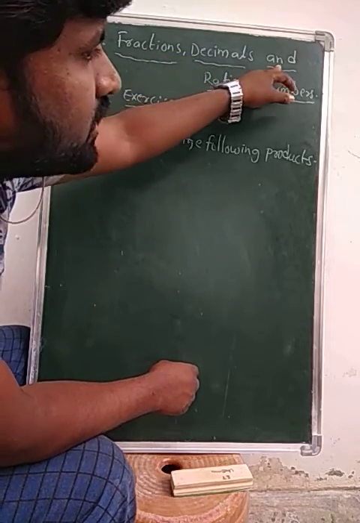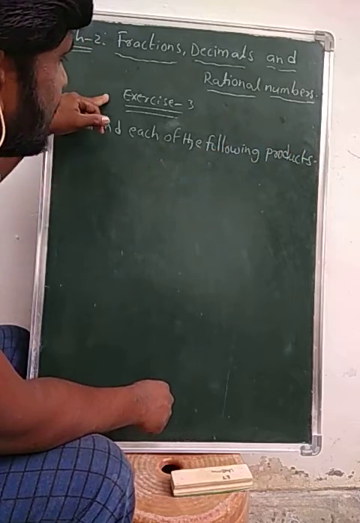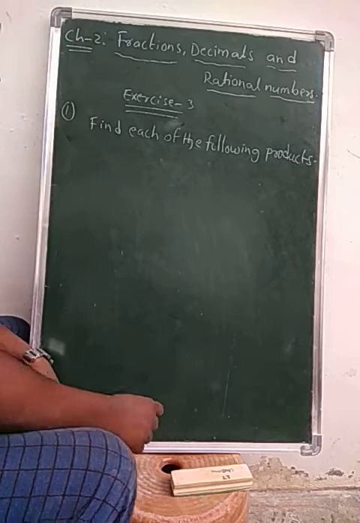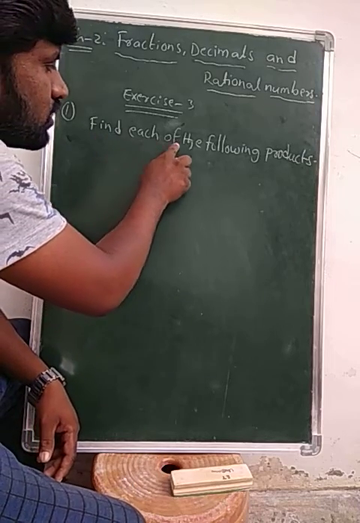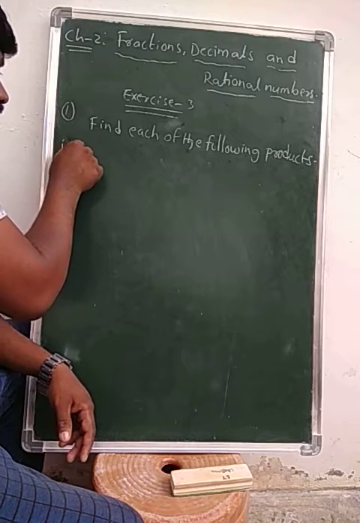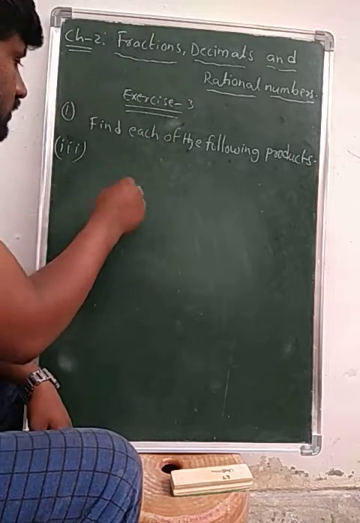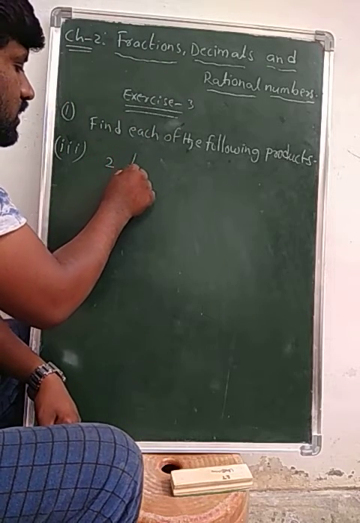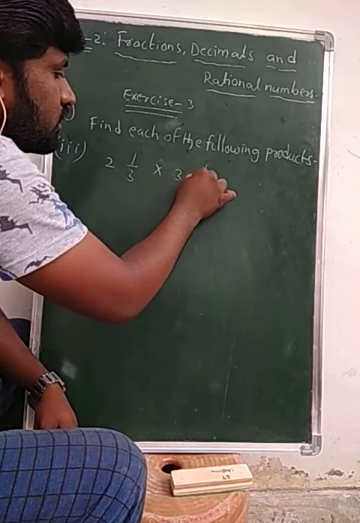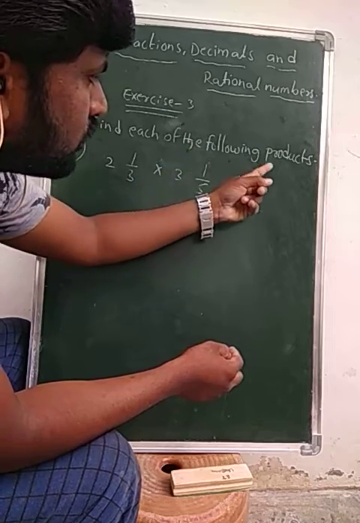Fractions, decimals and rational numbers. In exercise 3, first question. The question is given, find each of the following products. The first main question. I'm choosing the third question. The question is given 2 1/3 into 3 1/5. Okay, find each of the following products.